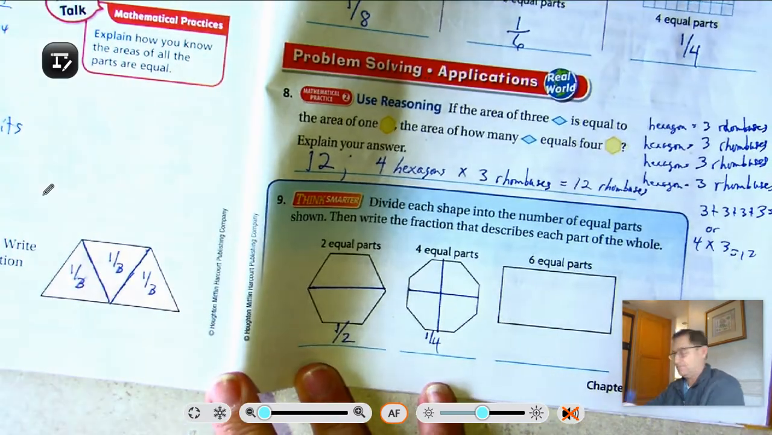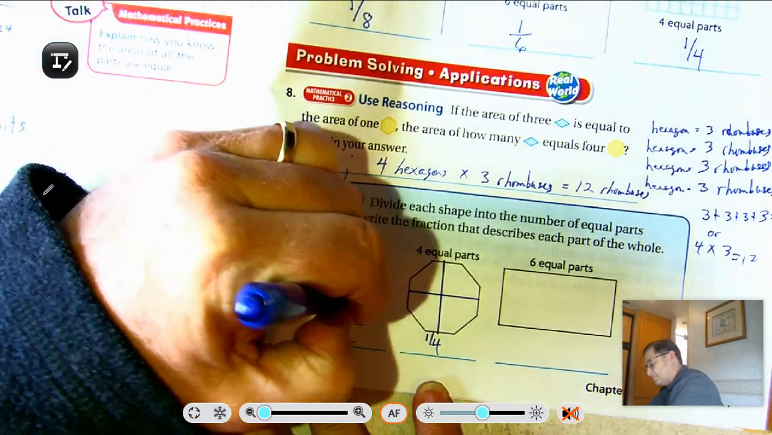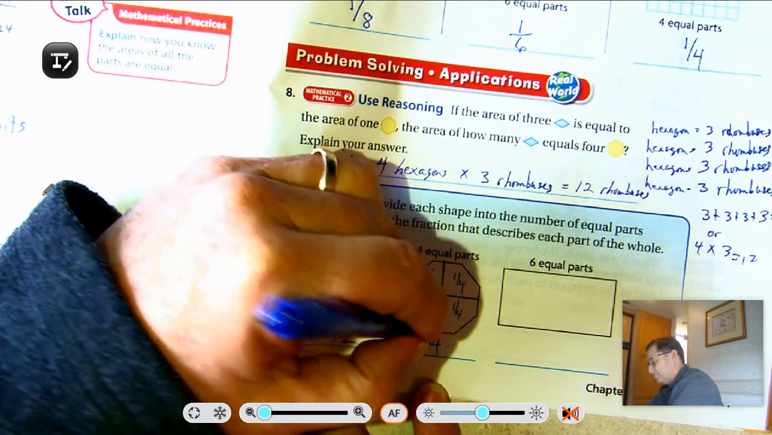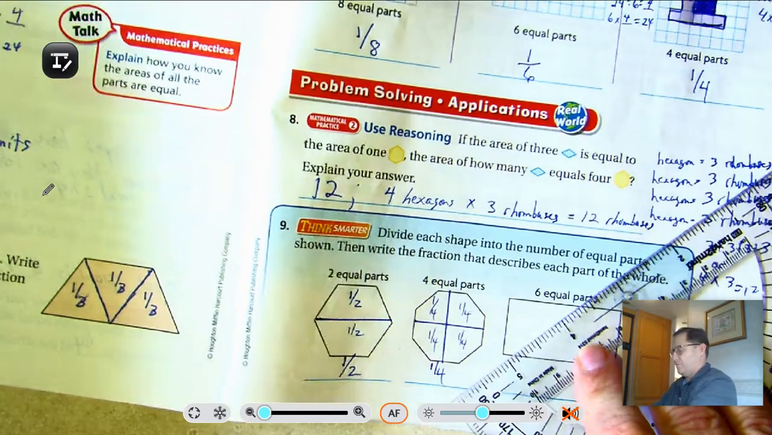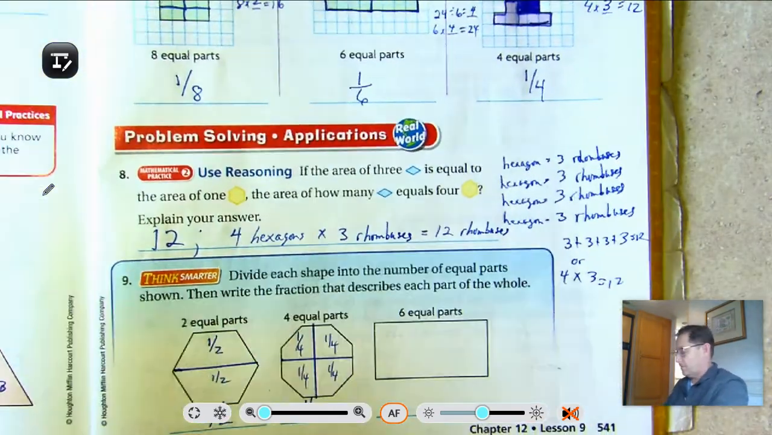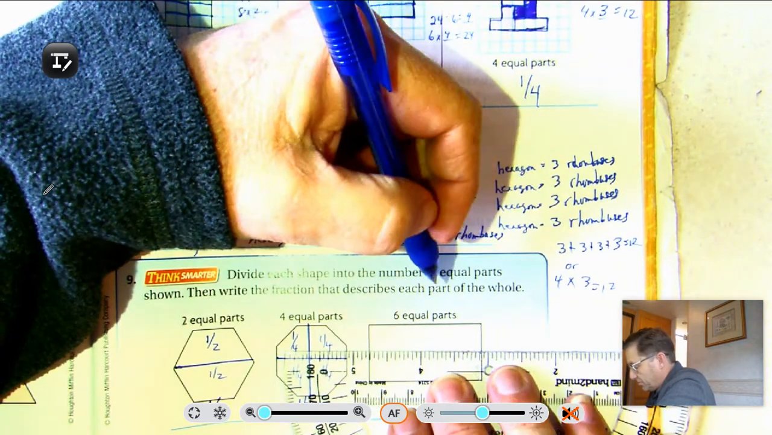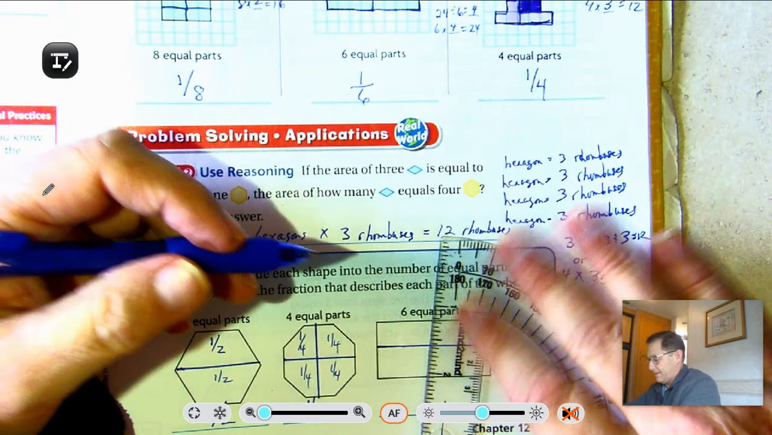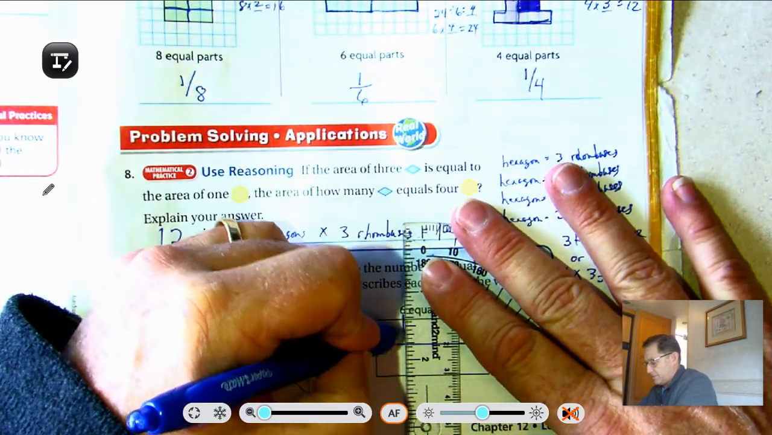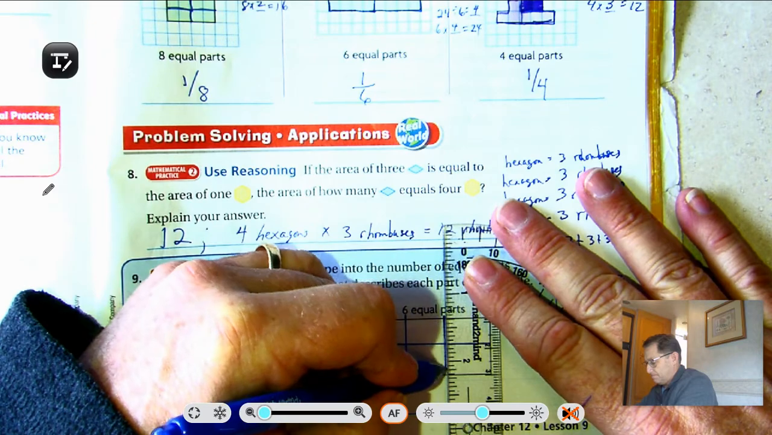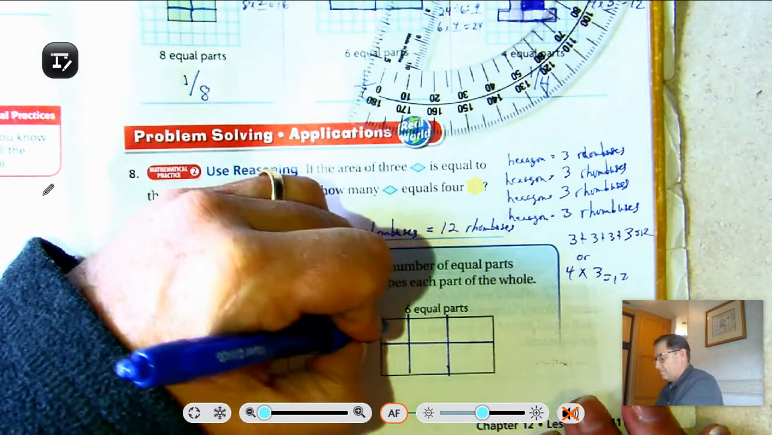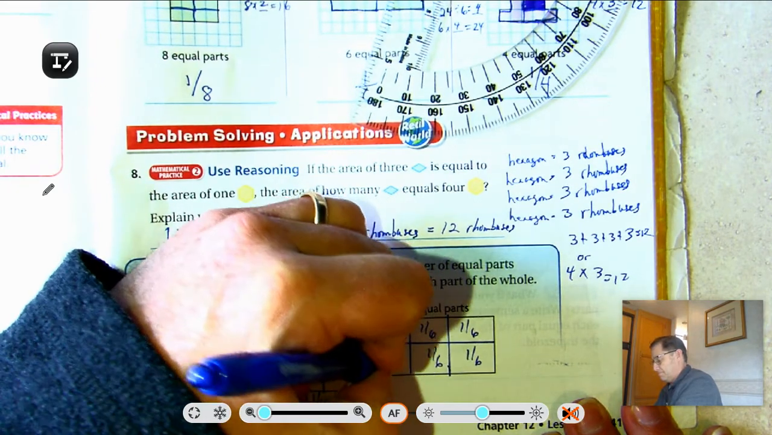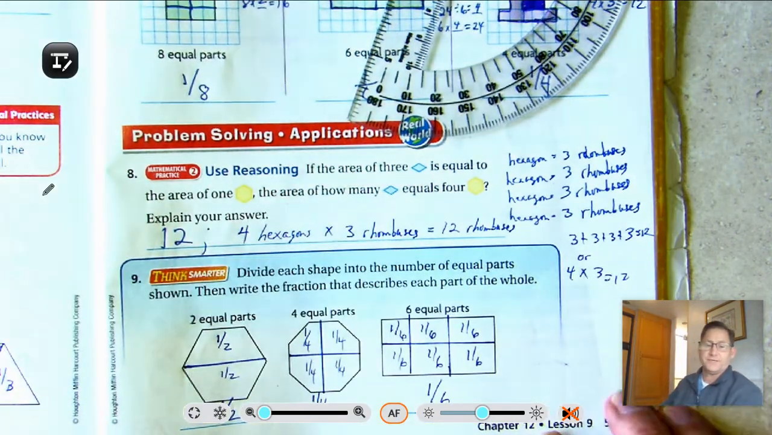1/4. And 6 parts. Well, we can start with 2. So divide it exactly in half. And then roughly 3 equal sections. Each part is 1/6.